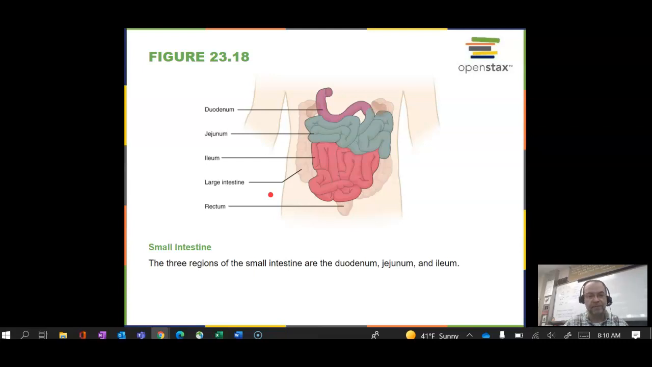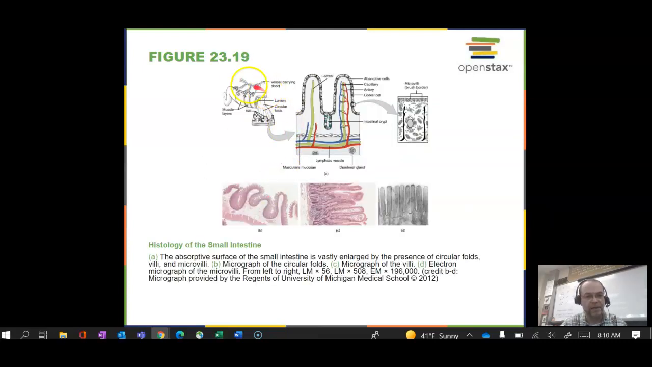So let's take a look at that. If we take a look at this cross section here of the small intestine, and we'll zoom in right here, we'll see this diagram here, figure A. And you'll see that there's a very rich blood supply, both arterial and venous, in here. Now these guys here are called villi, or villus is singular, villi is plural in Latin.